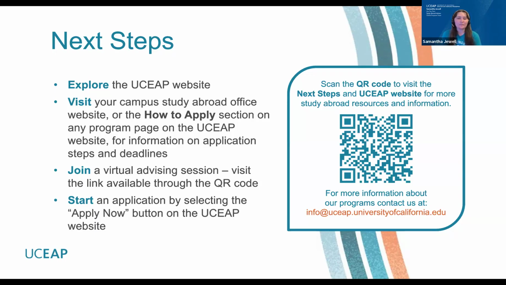And once you've determined which program you're applying to, you can start an application by selecting the Apply Now button on the UCEAP website. You'll be prompted to make an account, and that's where you'll submit the application. You won't be able to submit it until applications open. So again, if you're applying for a spring 2027 program, those will open next Wednesday at 9 a.m.